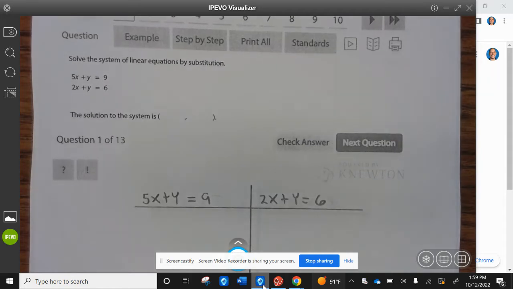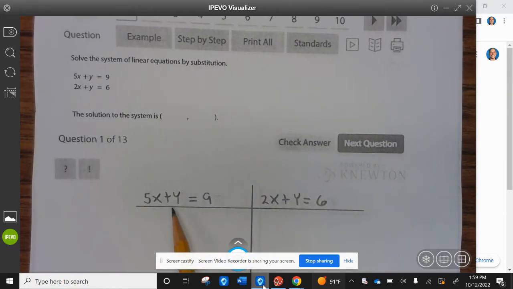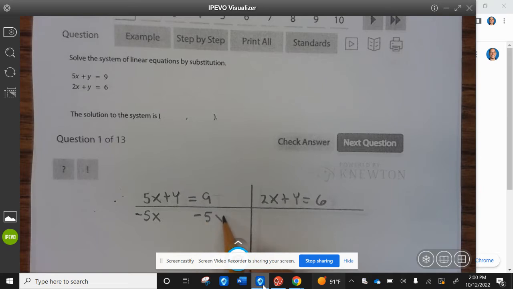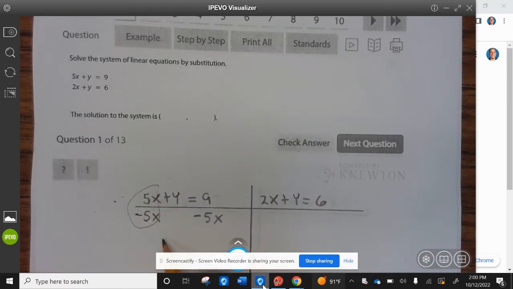Solve the system of linear equations by substitution. You look for when the equation has a variable without a number in front. In this case, they both have y without a number in front, so we can use either equation. Let's just use the first. We're going to solve for y, so we subtract 5x from both sides. You get y equals negative 5x plus 9.